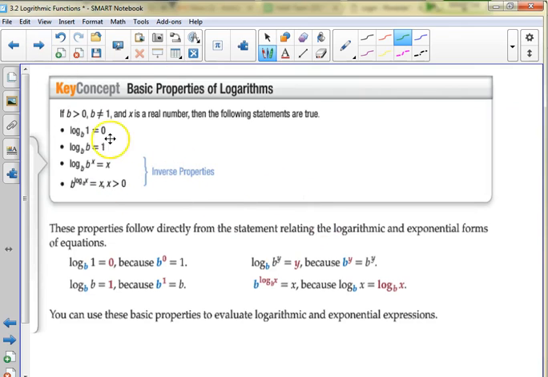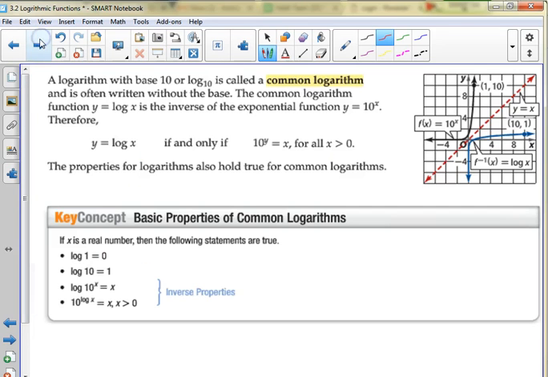So here's the basics. B to the 0 is 1. So the log base B of 1 is always 0. Log base B of B. So if it said log base 2 of 2, the answer would be 1. Okay? Etc.